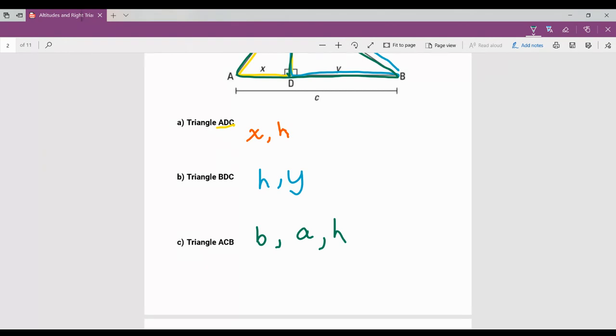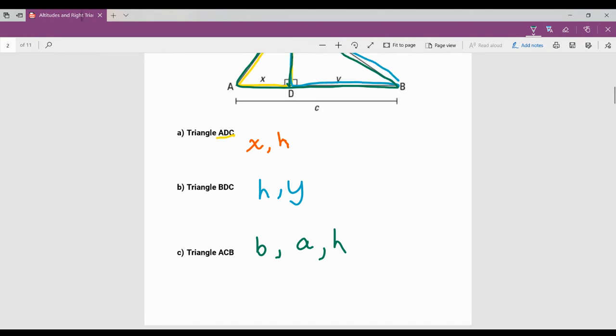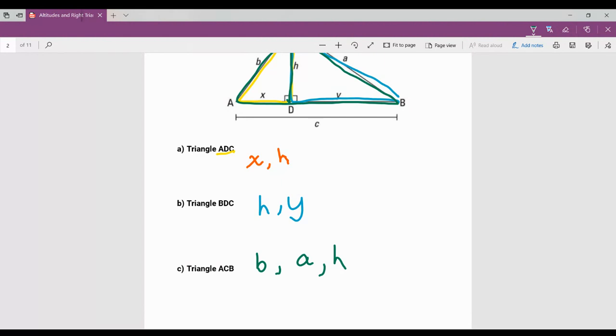So if you look at these three triangles here, if I have a right triangle with an altitude drawn in it, notice that H is common. That height, that altitude is a common leg in each of those triangles.